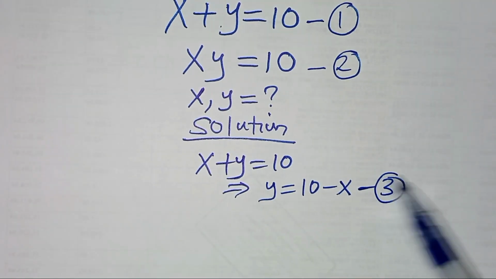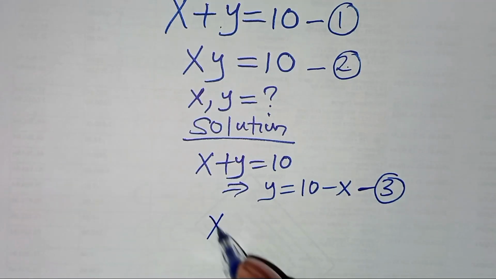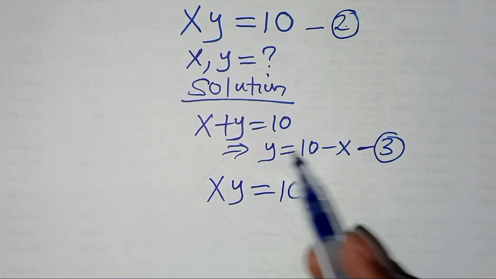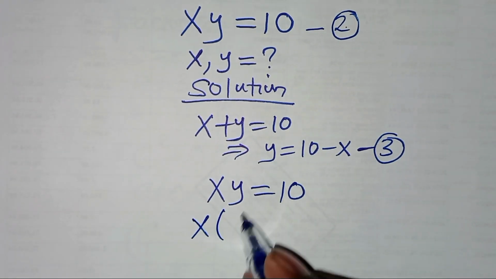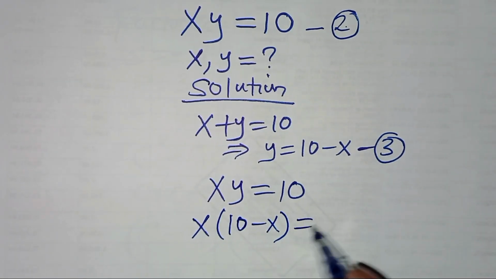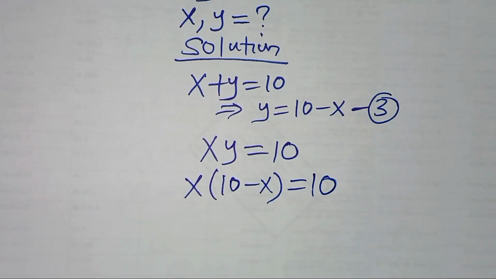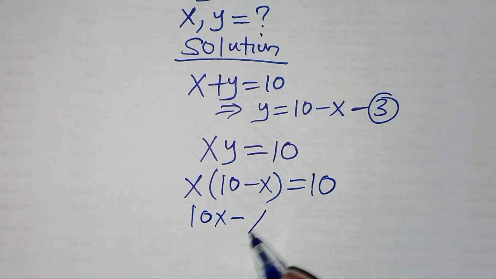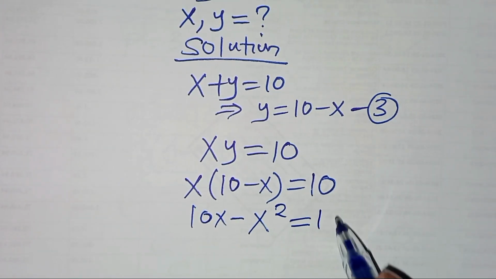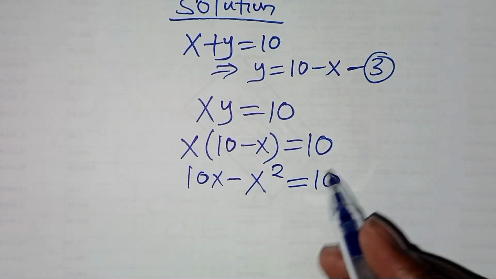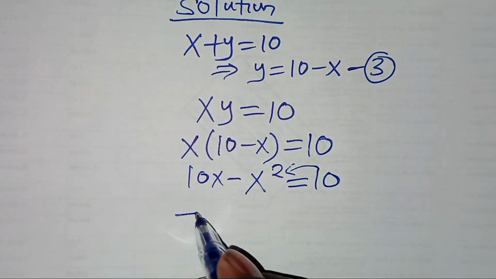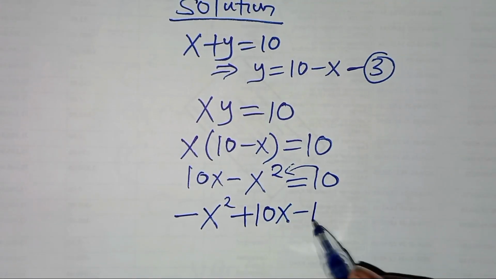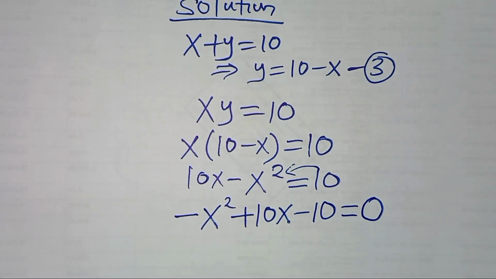So let's substitute equation 3 into equation 2. We have equation 2 as xy is equal to 10. Substituting the value of y here, we will have x into the parentheses 10 minus x, equal to 10. Let's open the bracket here. x times 10 is 10x. Subtract x times minus x, this is negative x squared, equal to 10. Now let's take 10 to the left hand side so that we have negative x squared plus 10x subtract 10 equal to 0.